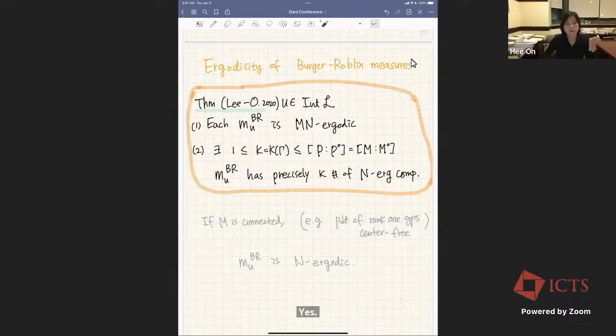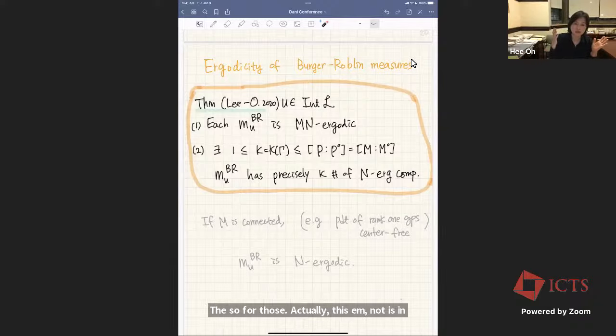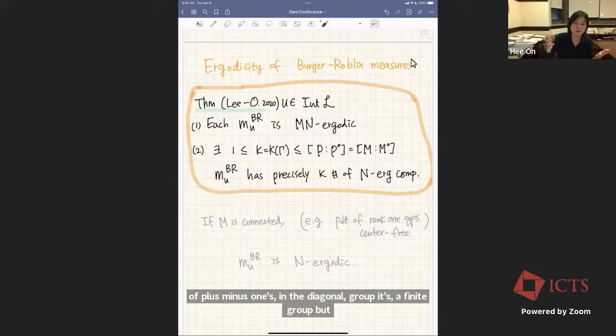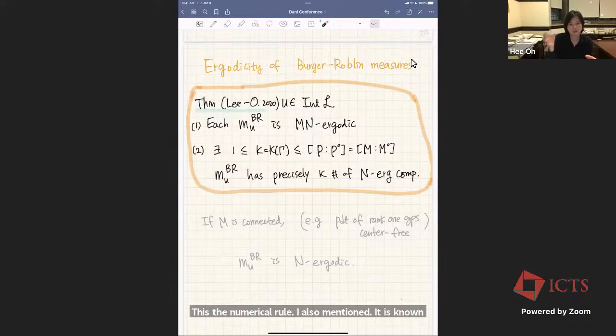Yes. For instance, for what's called the Hitchin component, these Hitchin representations go into PSL(d,R). So in that case, what is M? M is simply this finite group, which consists of plus or minus ones in the diagonal group. It's a finite group, but the normal subgroup I was mentioning is known to be a trivial group. In that case, this K is exactly the cardinality of this finite group. So it is known in that case what this number is, right?